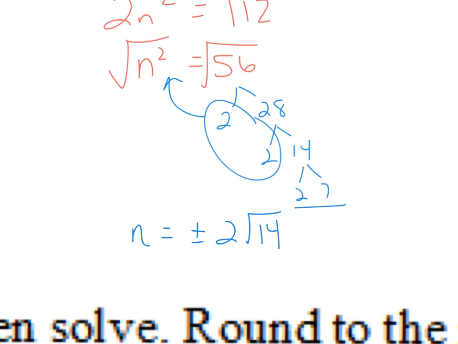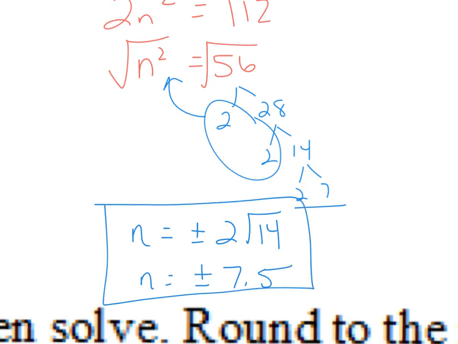Now you do have a square root left in the game, so you need to go ahead and come up with the decimal form of that. And so when I round it off, I get plus or minus 7.5. Again, round to the nearest tenth, which is 1 decimal place.